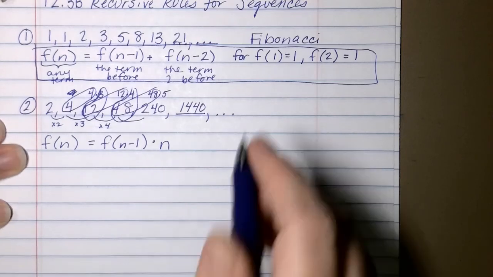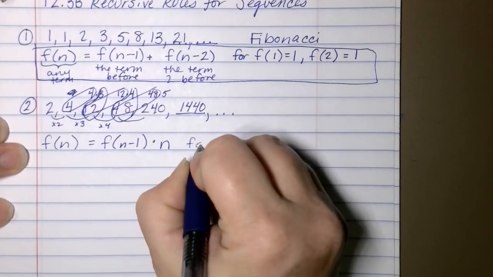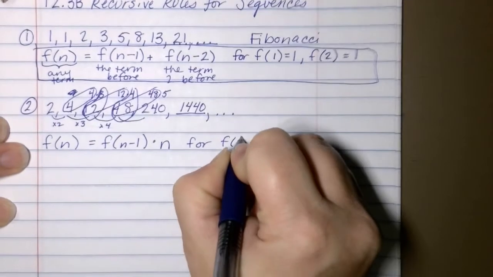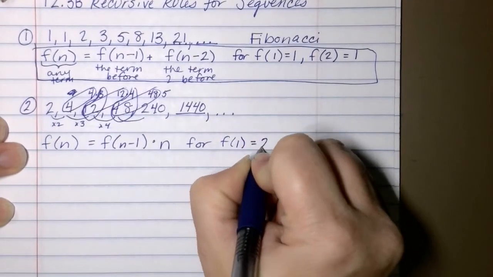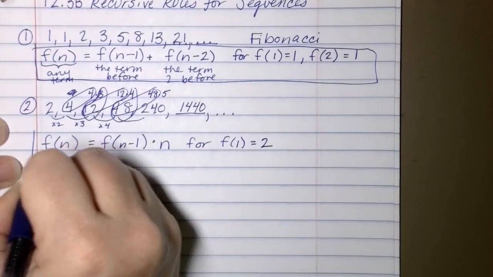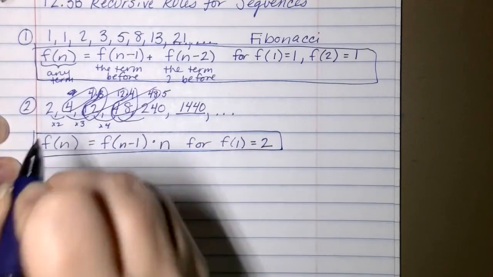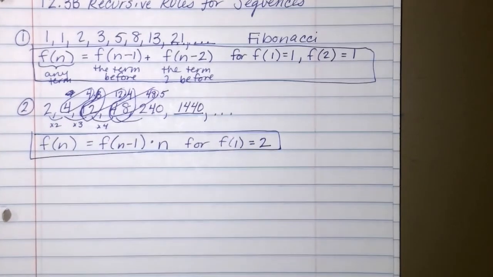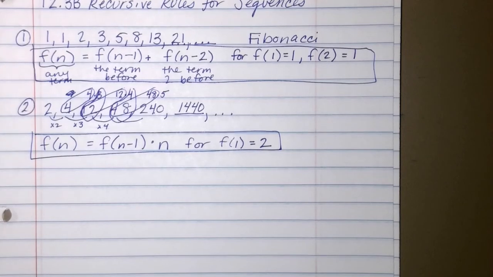And then you would put your little f of 1 equals 2. That's your whole rule. Now, you are not going to be required to look at things that are not arithmetic and geometric and come up with those rules. That was kind of just to introduce you to the notation of the term before and that kind of thing.